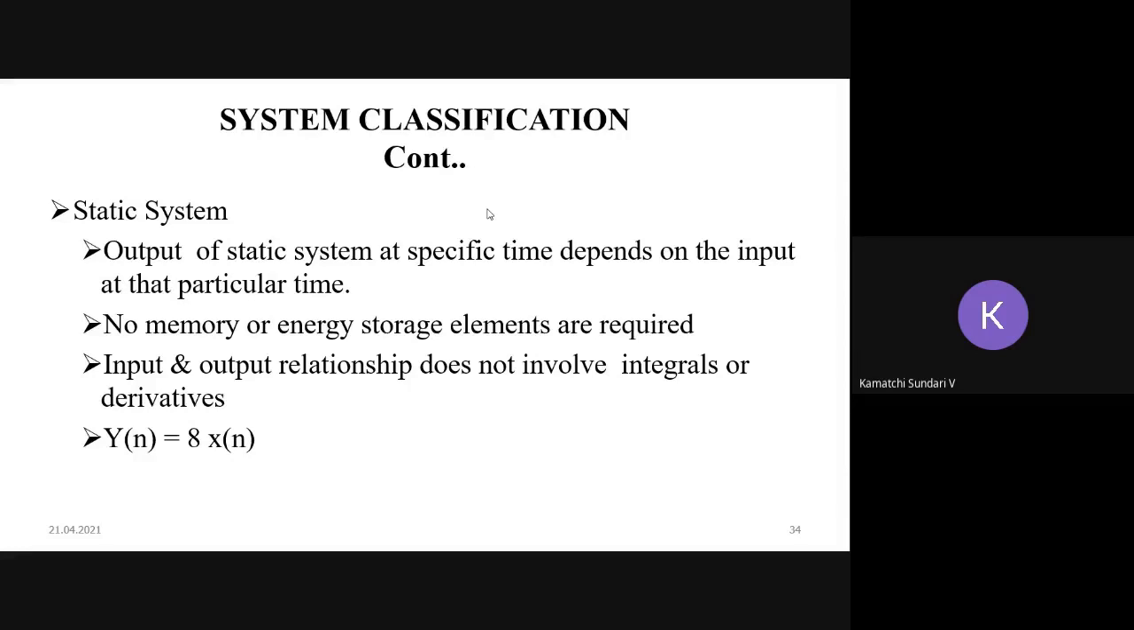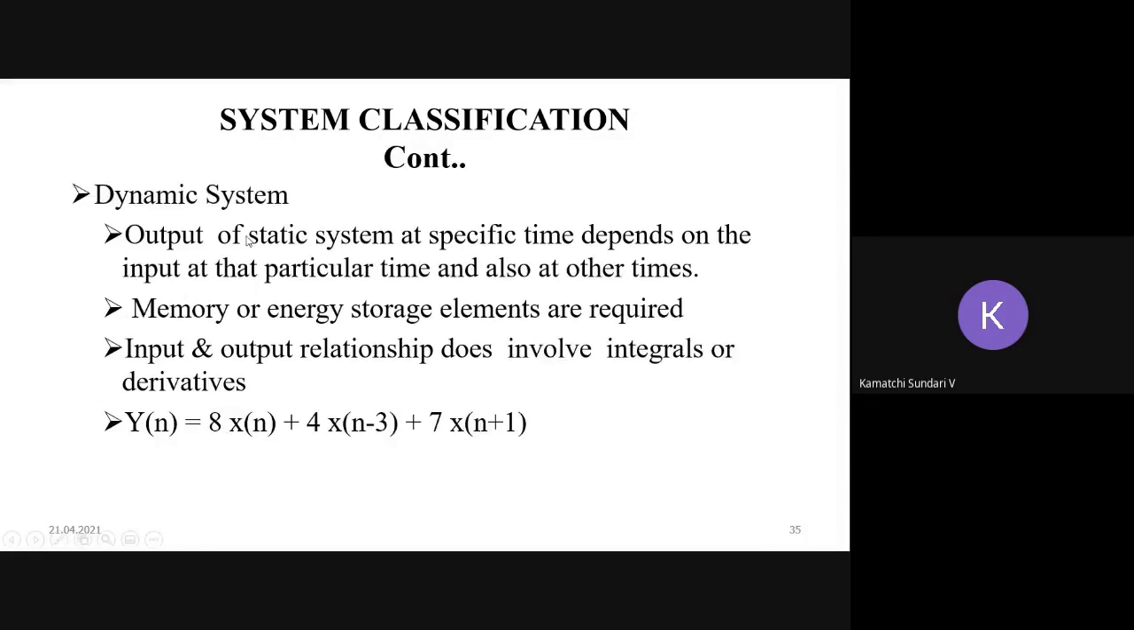So here the input output relationship, if you are describing the relationship between the input and output variables, it does not involve the integrals in the case of continuous time system or derivatives in the case of discrete time system. So if I am representing my signal for the static system, y of n is equal to 8 into x of n. You can have any kind of signal here, and 8 into is one example, that's all. You can have any number over here or without any number, right? So y of n is equal to 8 into x of n. So the n value should be common here. So at that particular point of time, my output depends on the input. So this is the static system.